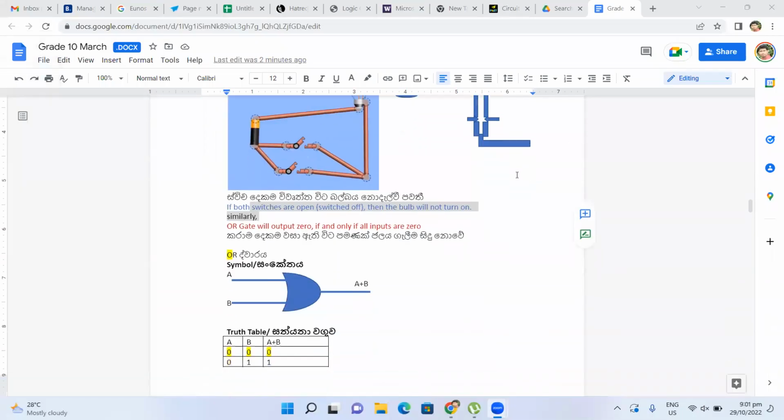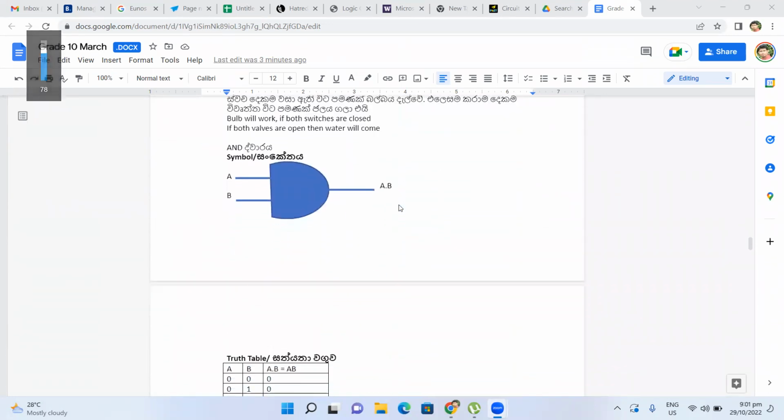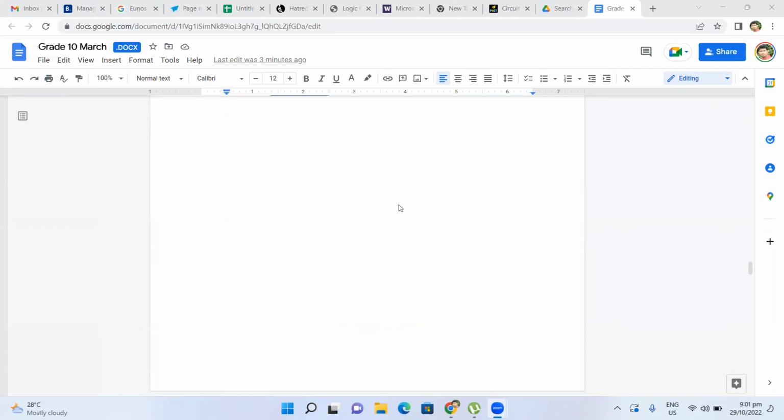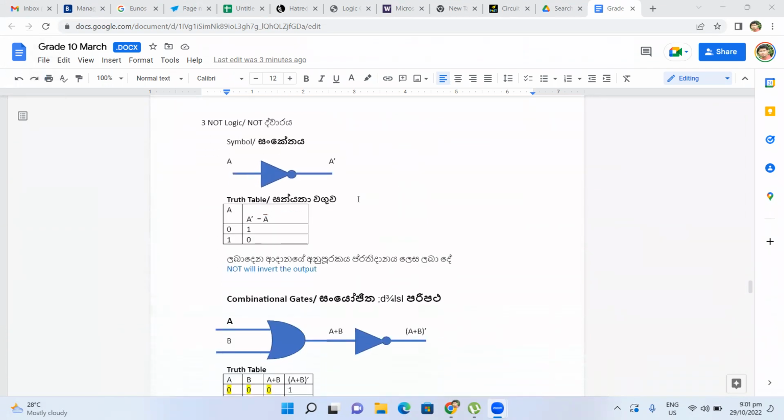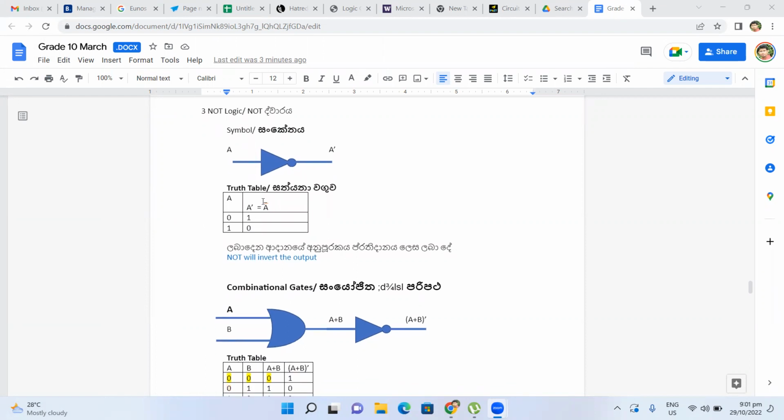The last one is the simplest one, that is the NOT gate. There's nothing actually you need to do about that. Basically, it will invert. When input is given as 0, the output will be 1. When input is given as 1, the output will be 0. So that is the third one, NOT logic. You can just write down this and also the truth table and also the symbol of the NOT gate.